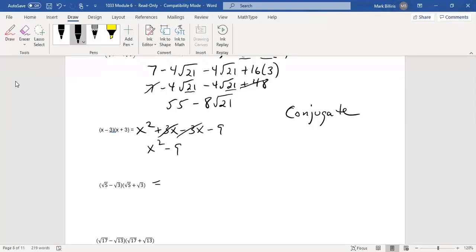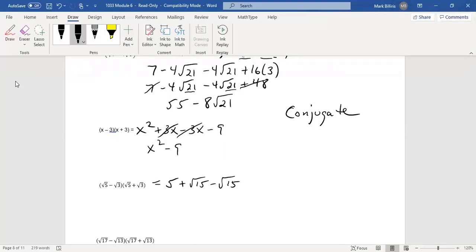So I start by multiplying the square root of 5 times the square root of 5. Anytime you multiply a radical times itself, it removes the radical sign. Then I'm going to take the square root of 5 times the square root of 3, and that's going to give me positive square root of 15. Next, I'm going to take negative square root of 3 times the square root of 5, and that gives me negative square root of 15.